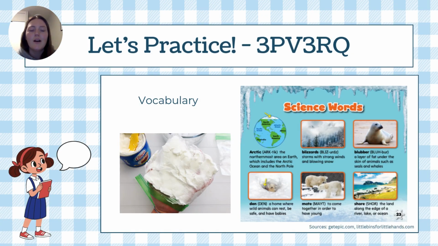The next part of 3PV, 3RQ is V for vocabulary. So this is when I would make sure that students have understanding of the vocabulary words that are included in the text. This is an informational text with a science background. So I would make sure that students have knowledge of these tier 3 vocabulary words. Luckily, this text has a glossary, so that's a great way to integrate knowledge of that text feature as well.